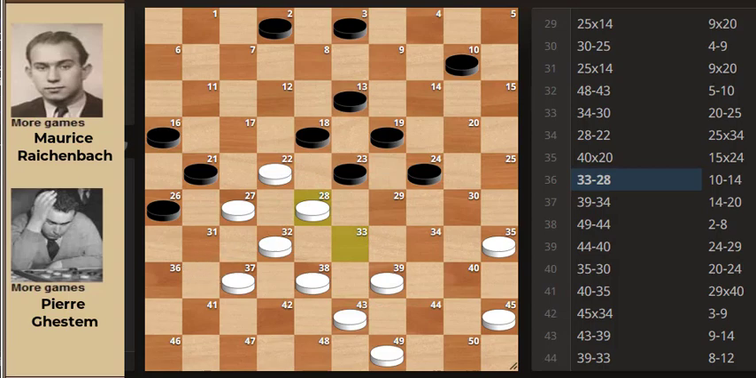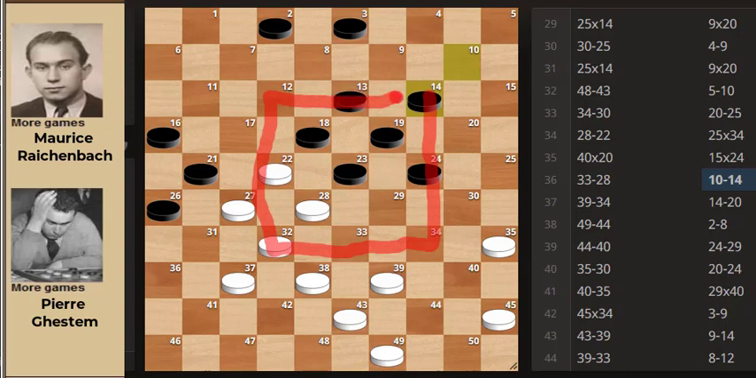Ghestem played that move. Then the move was answered by moving the piece from square 10 to square 14 by Morris. So again, if we want to calculate the move, we need to draw the square. We need to draw the square, and we know that the 34 square can be taken by playing the piece from 39 to 34.